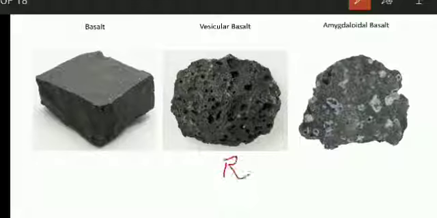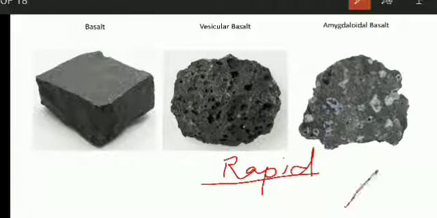So why is it rapid? Because when the lava comes on the surface, it starts cooling, because there will be lower temperature and pressure as compared to the magma which is present below. On the surface the pressure and temperature will be less. So as the lava comes on the surface through a volcanic eruption, this lava starts cooling very fast, resulting in glassy or very fine grained rock.